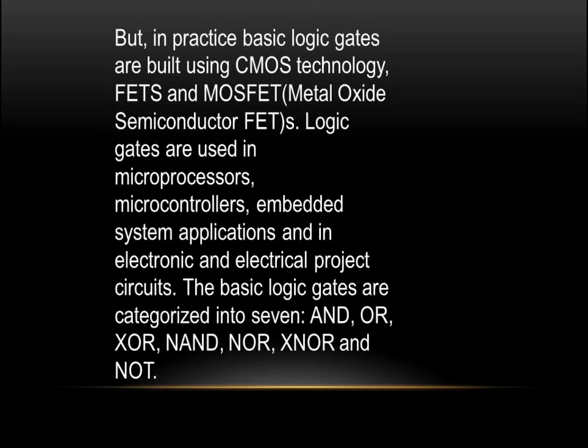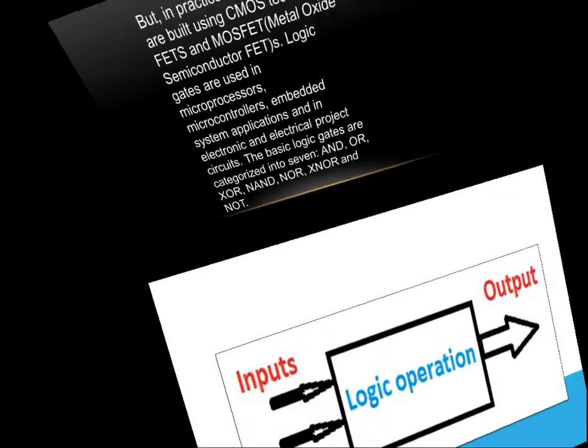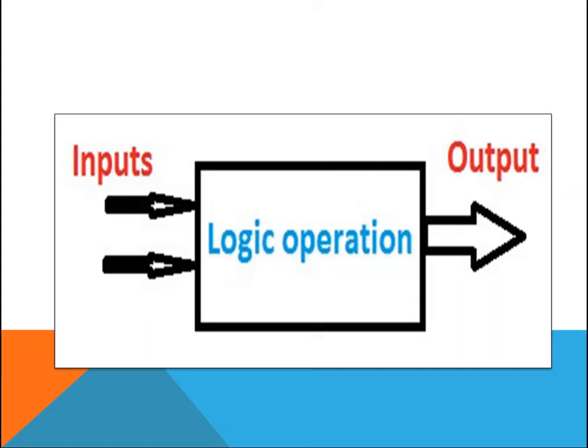Okay, there are basically seven basic logic gates: AND gate, OR gate, XOR gate, NAND gate, NOR gate, XNOR gate, and NOT gate. This is a general figure, but again, not for all the gates, because there is a gate in which there is only one input and one output. But generally we can say that for all the gates there are two inputs and one output, and the logic operation depends upon the gate which we use.